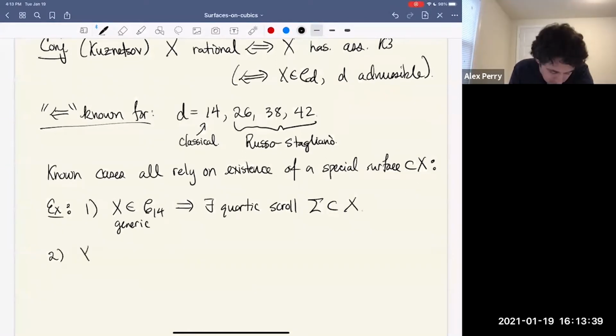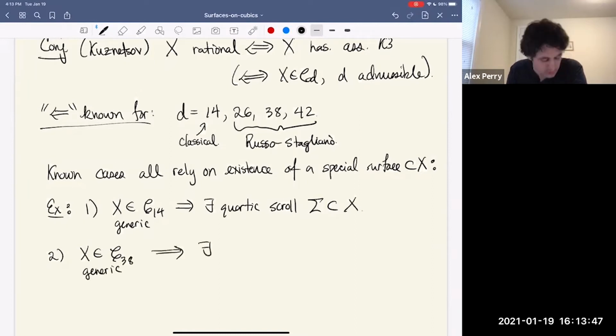And another example, if X is inside of C38, again, let's say generic, then there exists something called a Coble surface, sigma, inside of X.